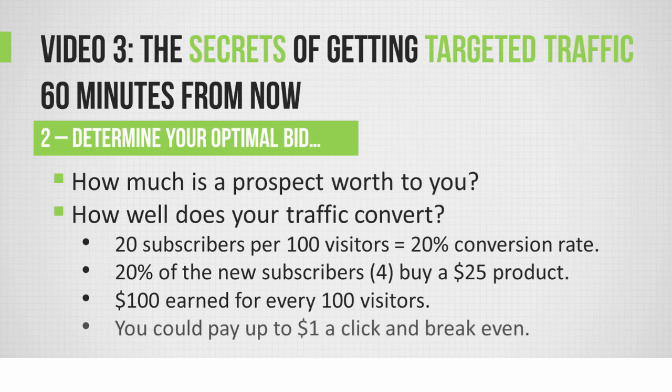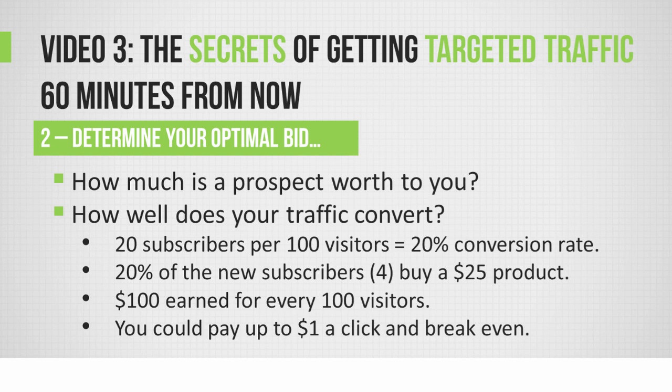Now, if these numbers hold, that means you could pay up to $1 per click and still break even on the front end, and then start making money thereafter on the back end. For example, if you pay $1 per click and get 100 visitors, you're paying $100 for that traffic. 20 will join your site, and 4 will buy your product, which means you're going to break even with $100 in revenue. But definitely don't go running out and bidding $1 a click just yet.